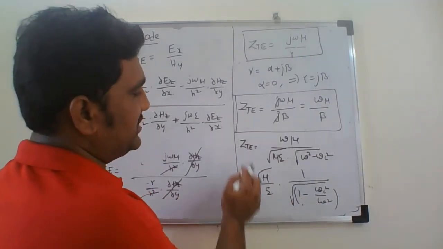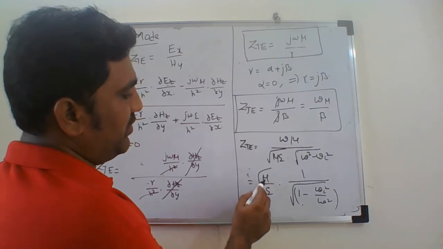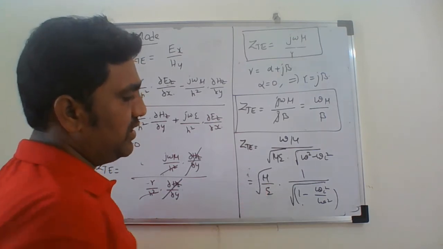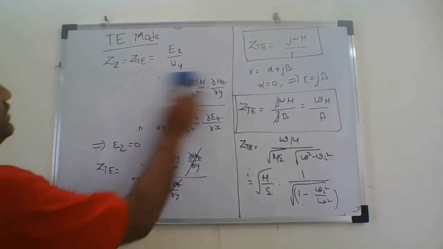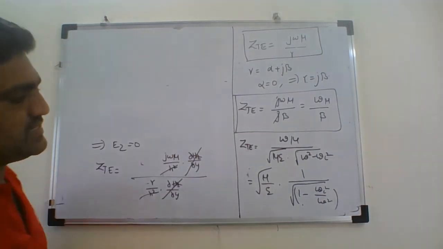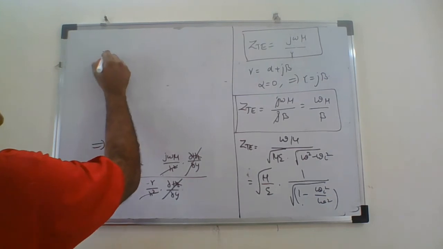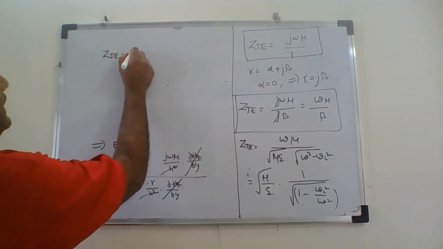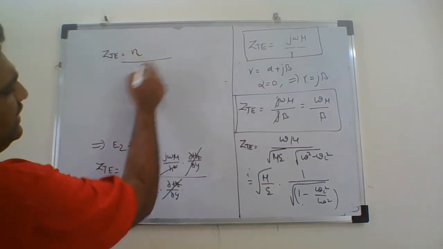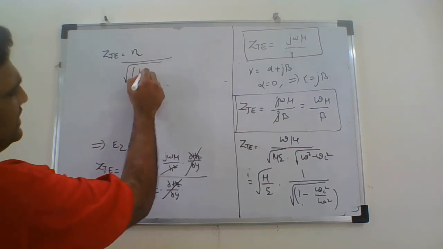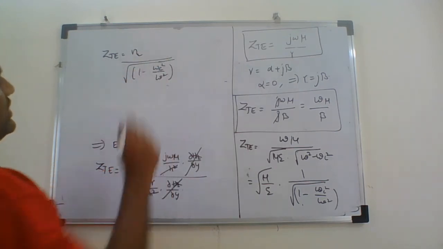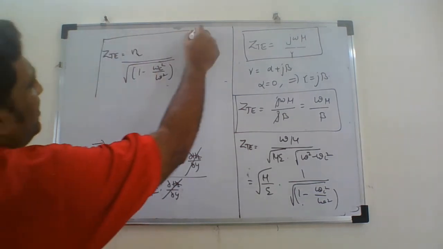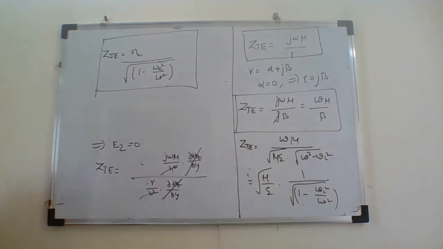So Zt is equal to root of mu by epsilon into like this. Again, we can take root of mu by epsilon as eta. Therefore, Zt is equal to eta divided by root of 1 minus omega c square divided by omega square. This is the expression for the wave impedance of a transverse electric wave.